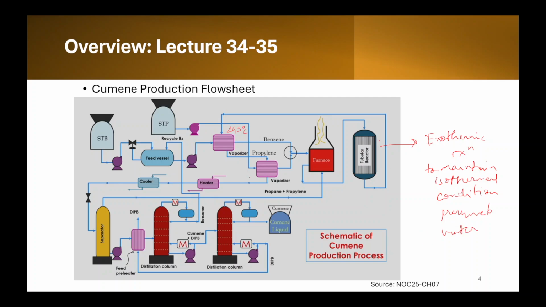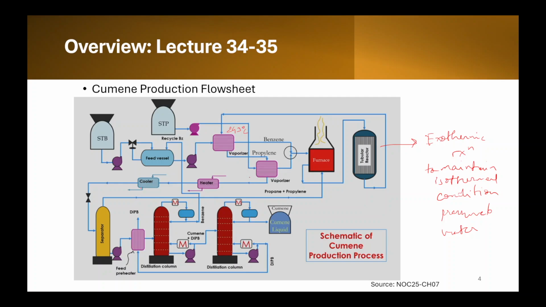Through the jackets, on the shell side, pressurized water is circulated so that the heat is removed. The reaction effluent also has some heat. That heat is utilized, suppose this is a heat exchanger, to vaporize this benzene. Then it again goes to vaporize the propylene as well. This heat is also being utilized, then heated and then cooled.